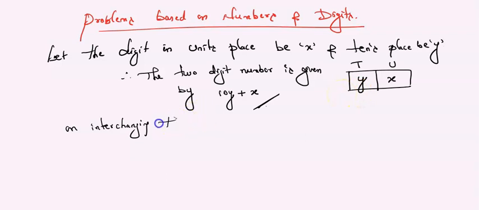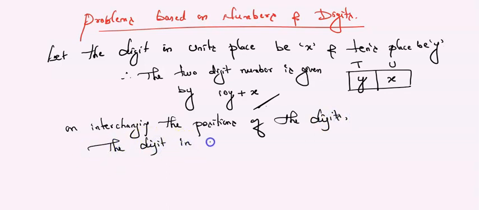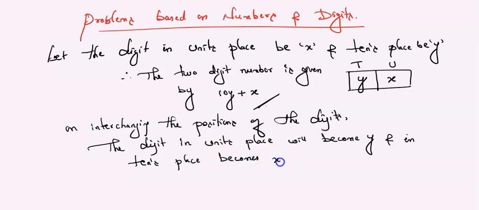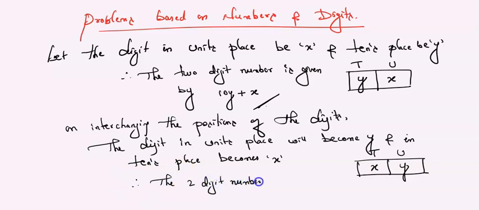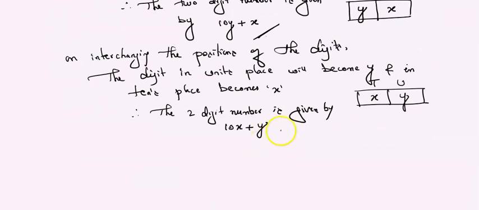Observe. On interchanging the positions of the digits, the digit in units place will become y, and in tens place it becomes x. As I have shown you here, this is my units and this is my tens. Y comes to this side and x comes to this side. So what will be the two digit number? Therefore, the two digit number is given by 10x plus y. It becomes 10x plus y. I just want you to copy down these steps and remember them.